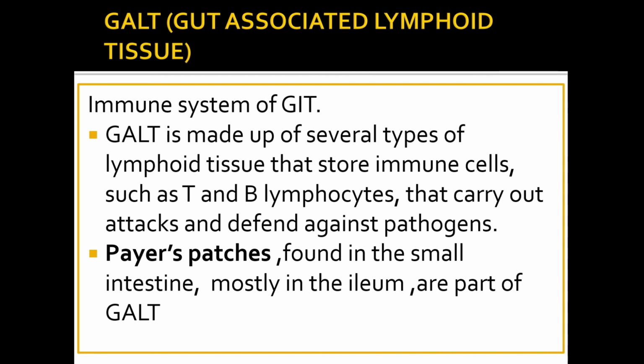Peyer's patches found in the small intestine, mostly in the ileum, are part of GALT, meaning gut associated lymphoid tissue. So if you see the words Peyer's patches somewhere, always remember they are present in the small intestine, and their role is basically to serve as lymphoid tissue.